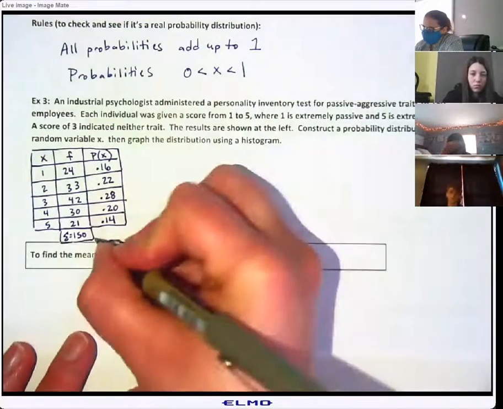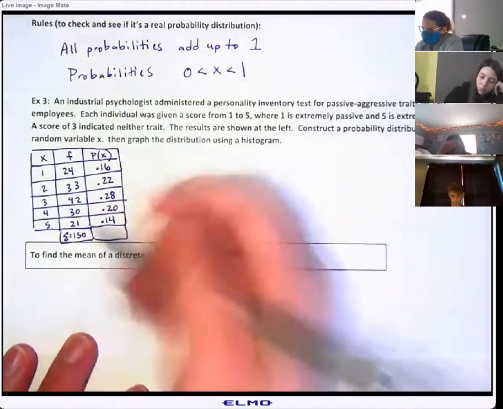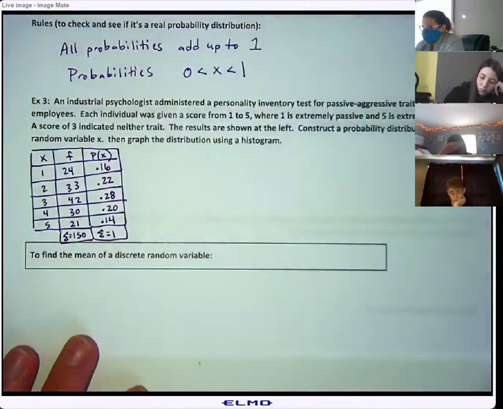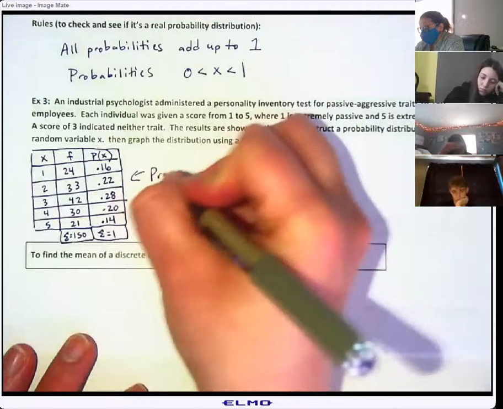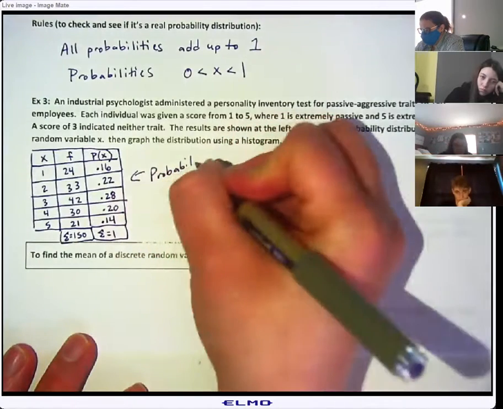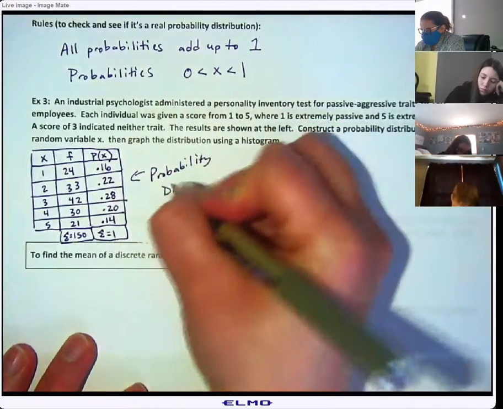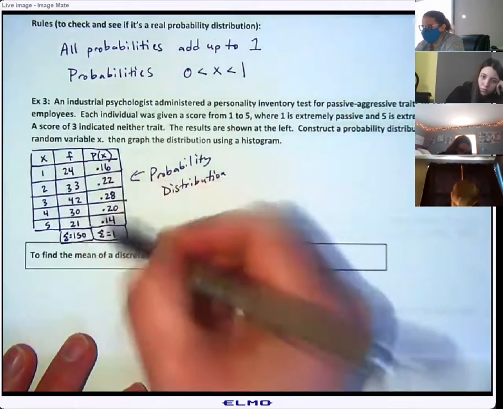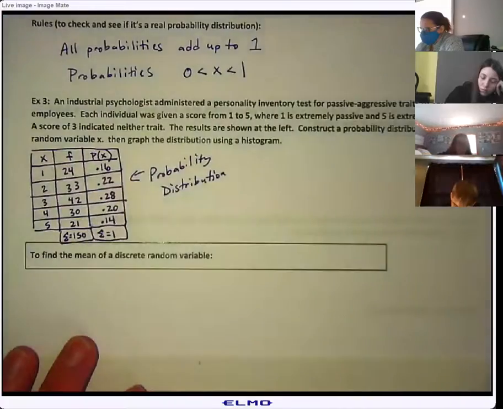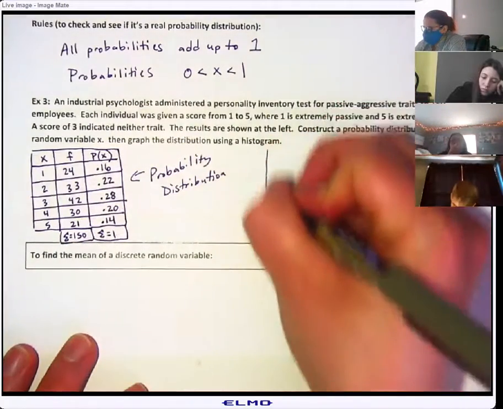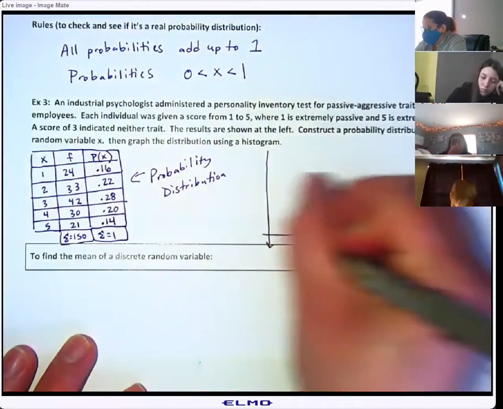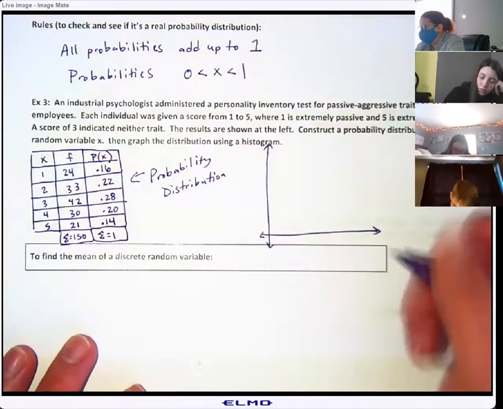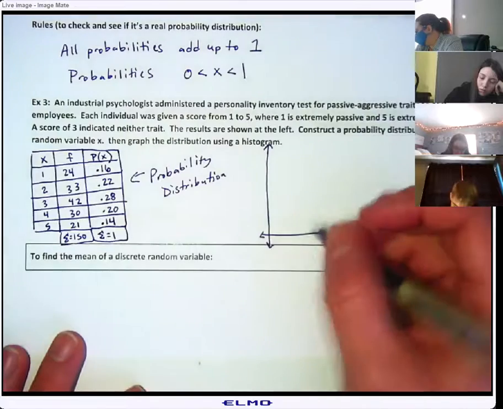Okay, so what should these add up to if we did it right? These should add up to 1, which they do. Okay, that is a probability distribution. You don't even need to have the frequency part in there. You just need to have the values and the probabilities next to them. And then if we were going to graph it, a histogram is a fancy word for what? Come on, Megan. Bar chart. There it is, a bar chart.